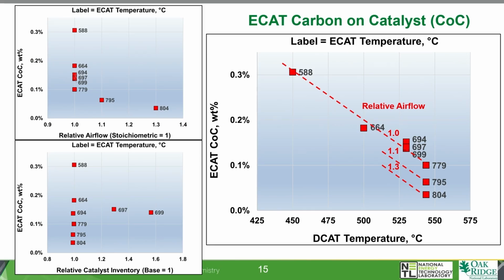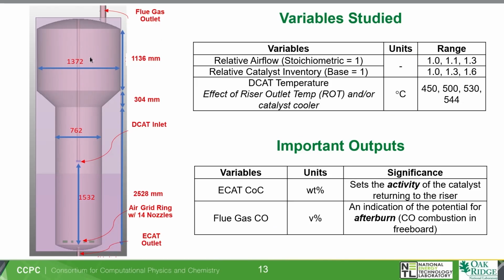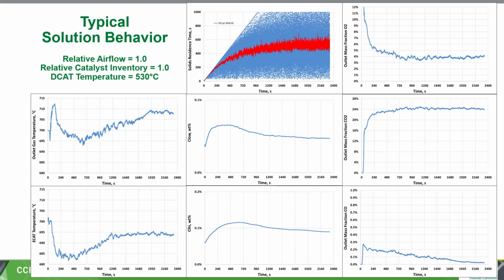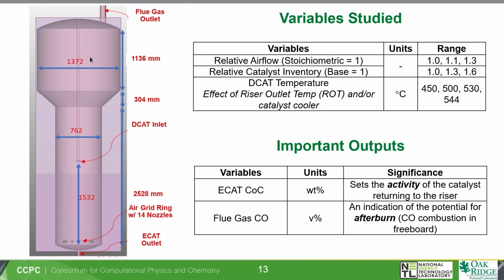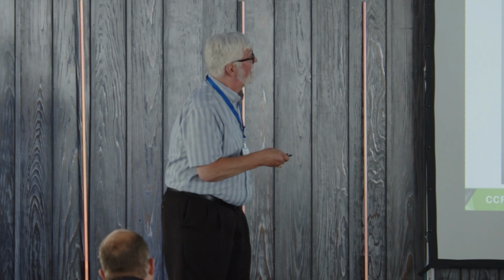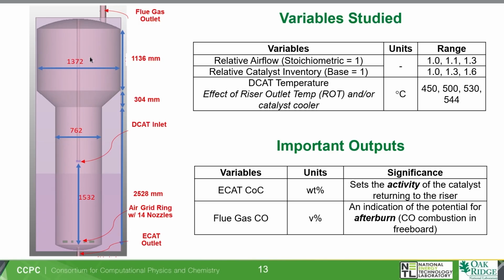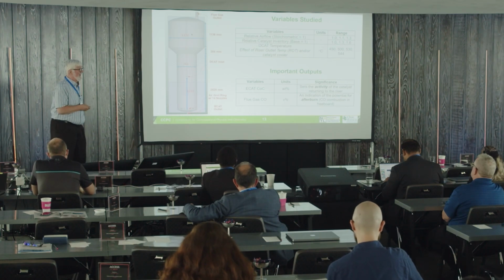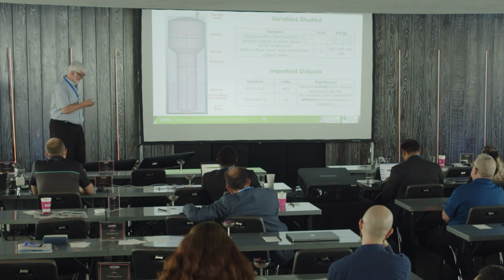Okay. So what comes out of that? Here's that carbon on catalyst that we're interested in. Basically, I need to point out one thing. The variables I used were the relative airflow. Remember, one is stoichiometric. So what if we go deep into full burn? Okay, excess oxygen, right? Relative catalyst inventory. If I increase my catalyst inventory, even more residence time, what will that do? And then I use decat temperature as an easy way to say riser outlet temperature, which actually would be stripper outlet temperature, and or a catalyst cooler, which for units burning this much carbon, you're probably going to have a catalyst cooler. So that's the way I took that into account, more or less, just by adjusting the temperature of the incoming spent catalyst. Okay?